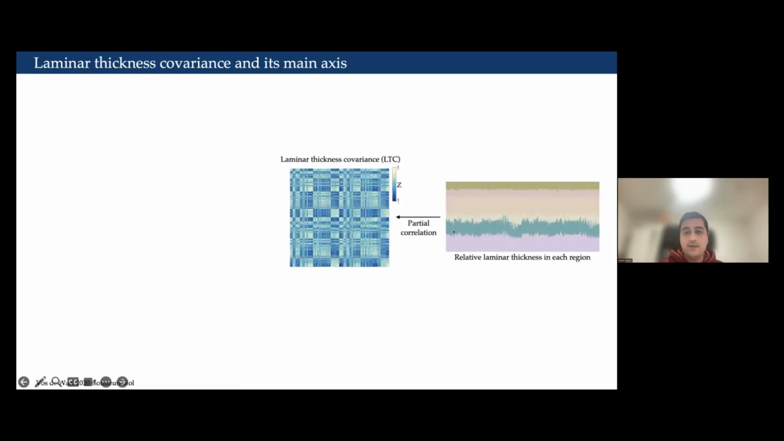And to do that, we took partial correlations of these 6 element arrays between different regions and calculated a matrix which is called the laminar thickness covariance matrix, or LTC.